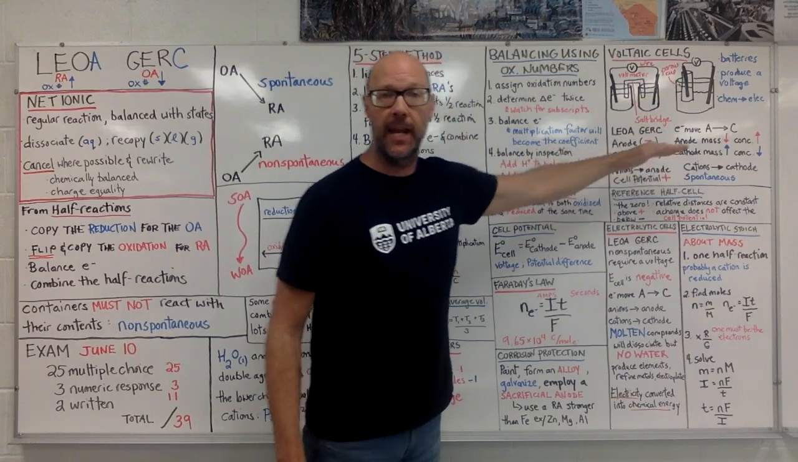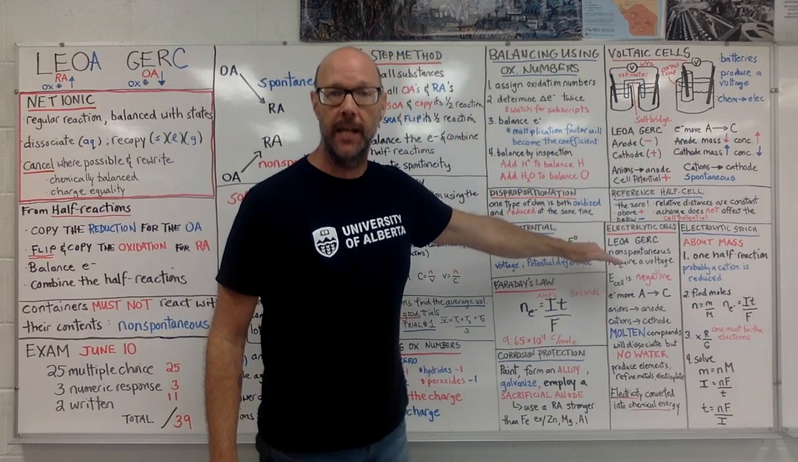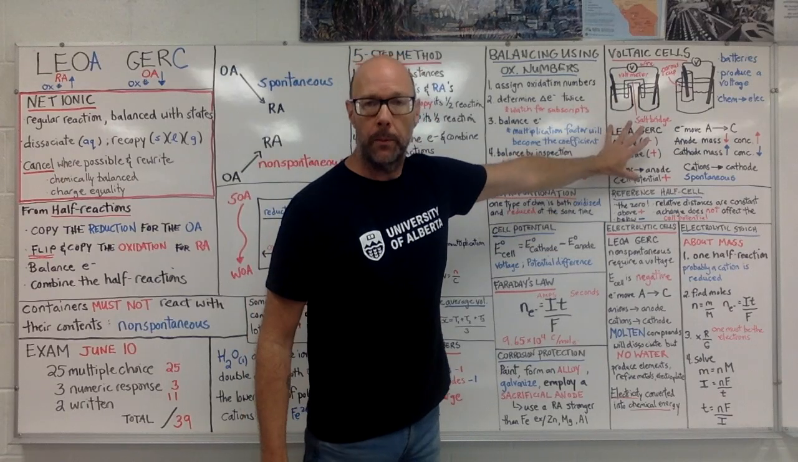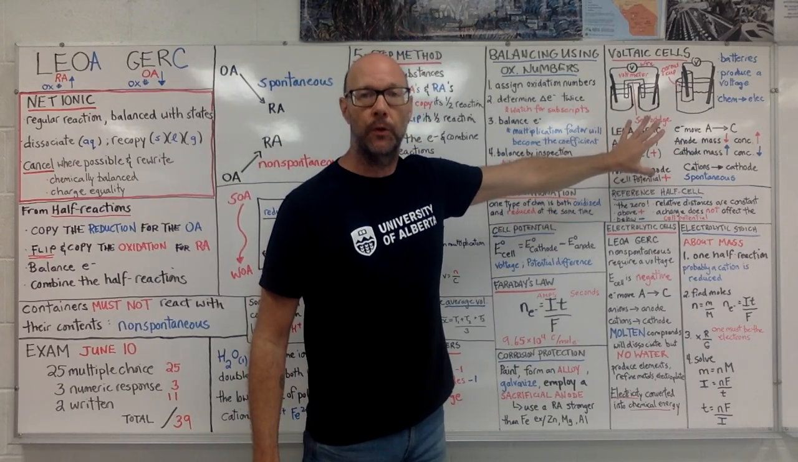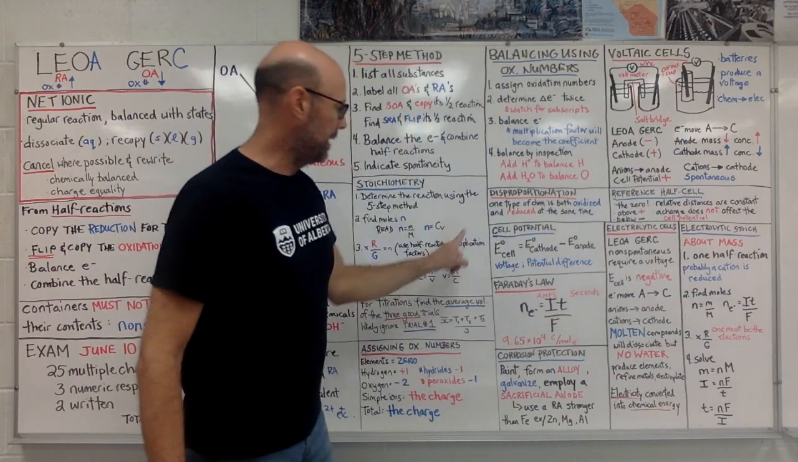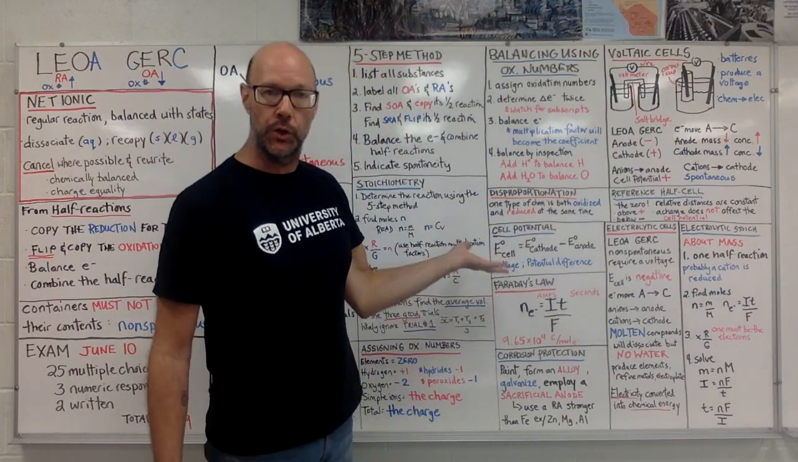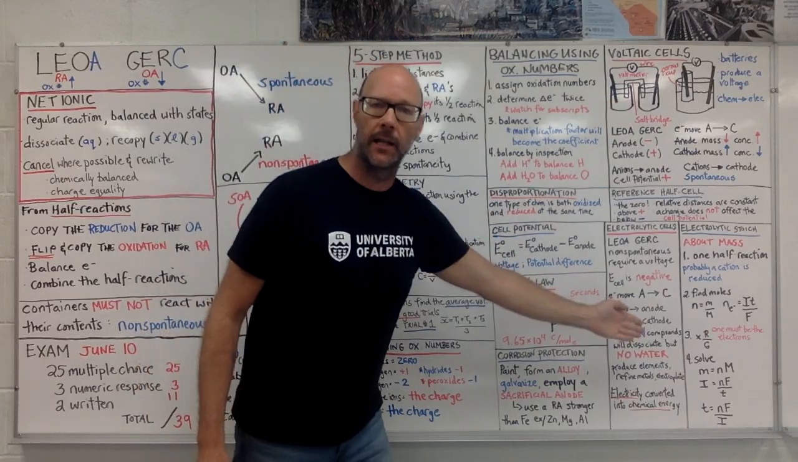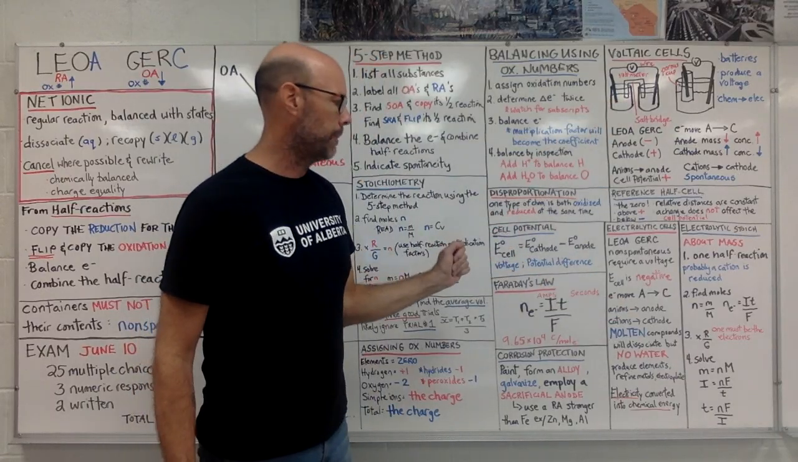Voltaic cells are spontaneous versus non-spontaneous in electrolytic. Here the cell potential is positive for voltaic cells. Here we get a negative voltage. When we calculate the cell potential, we're going to do the same subtraction. In voltaic cells, that's a positive. In electrolytic, it's a negative number.